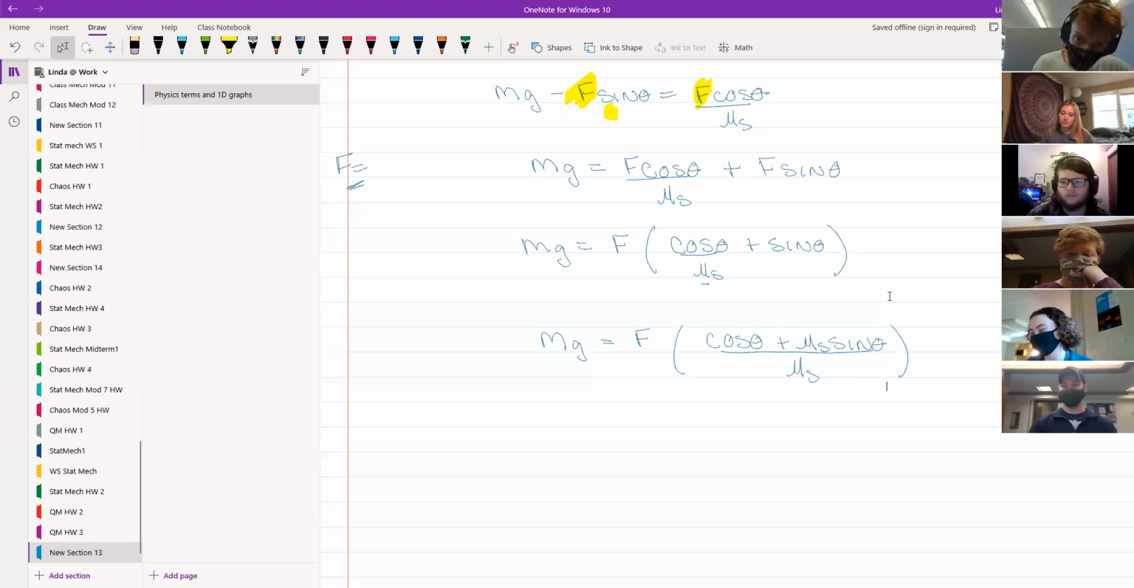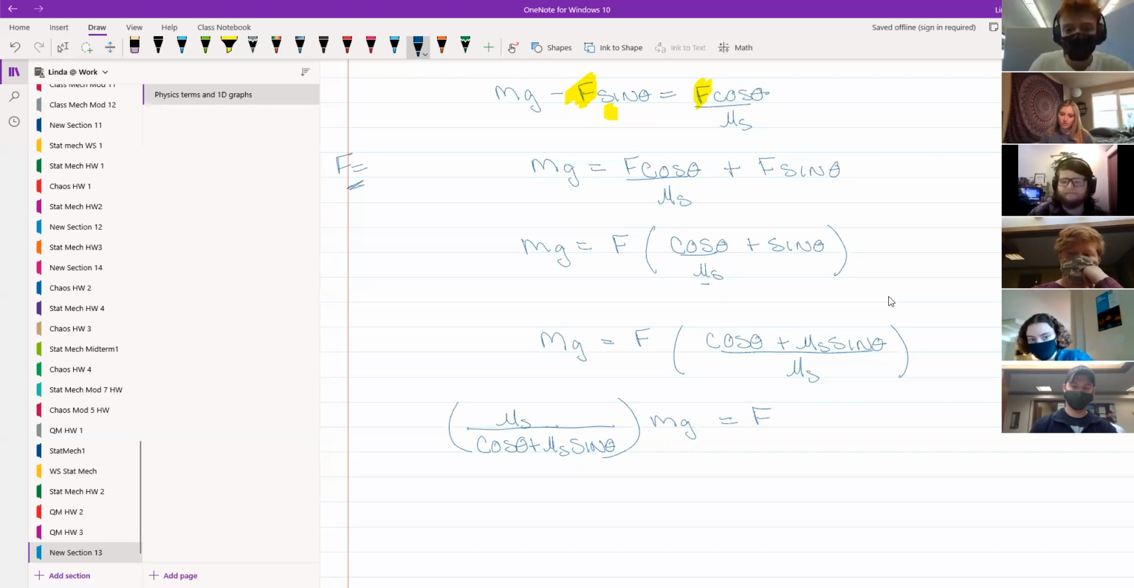So we're going to start today. And my reminder is that if I divide by a fraction, another way of saying that is I'm going to multiply by its inverse. So I'll have mu s over cosine theta plus mu s sine theta on the bottom, all of this times mg equals f. Does that step that I just did make sense to everybody? Any questions on it?